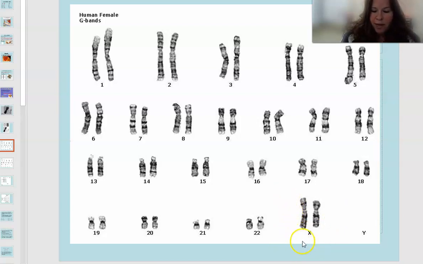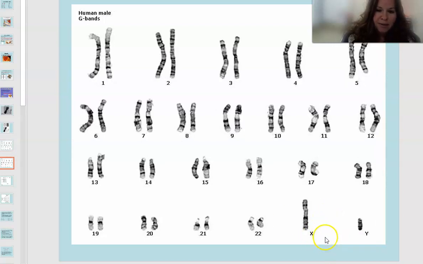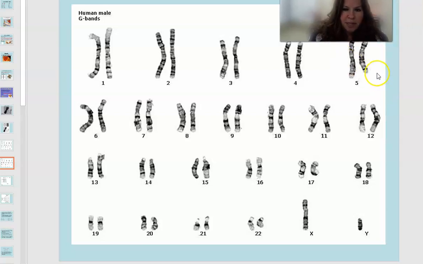So if you're a female, you get an X chromosome from mom and an X chromosome from dad. That is a homologous pair of chromosomes that have the same genes on them, though possibly different alleles. But if you're male, the story's a little bit different.